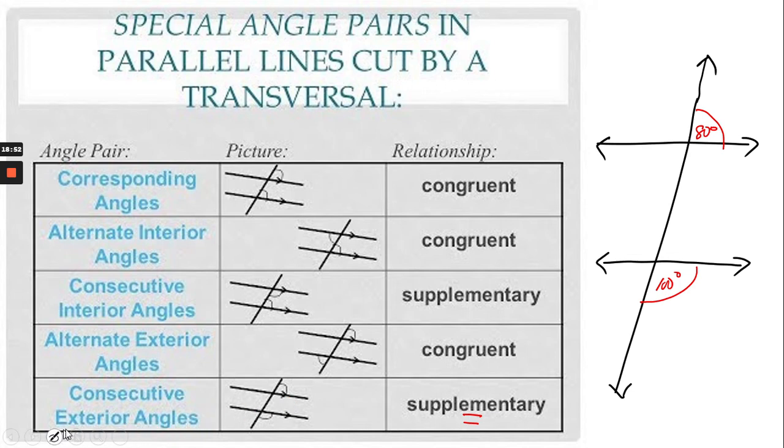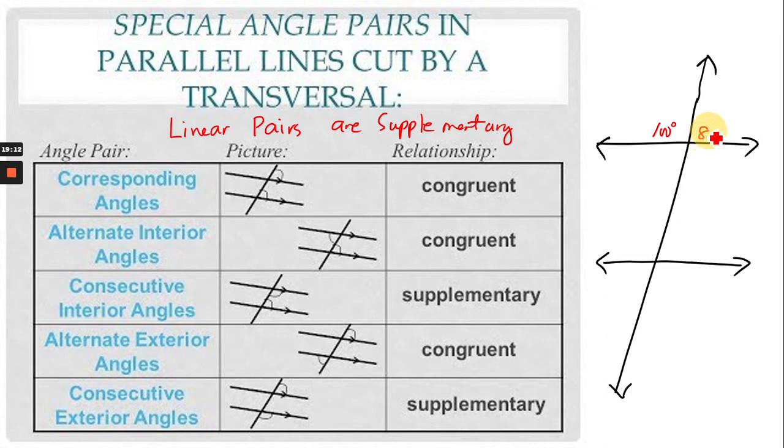What about linear pairs? Linear pairs are always supplementary. So I'll just put it here. Linear pairs are supplementary. That means the sum is 180. So if this is 100, this is 80. Therefore this is 100, this is 80. See? So that is linear pair.